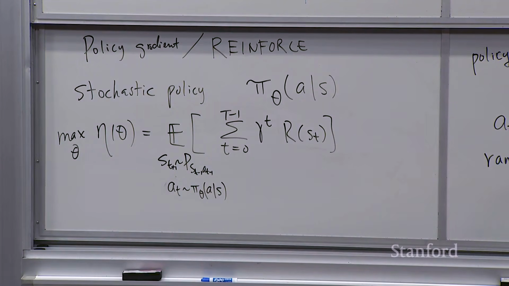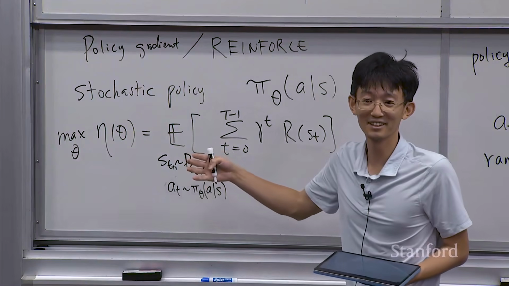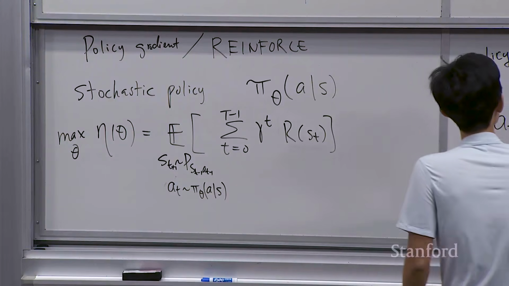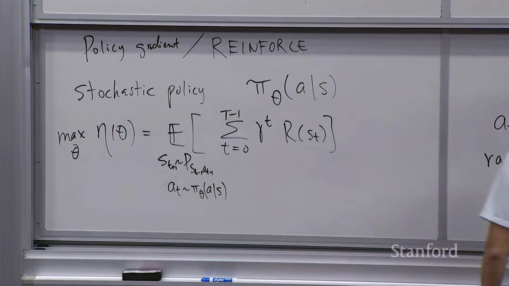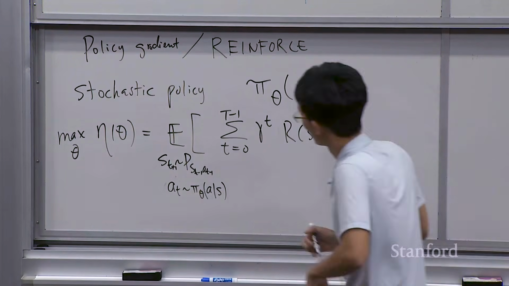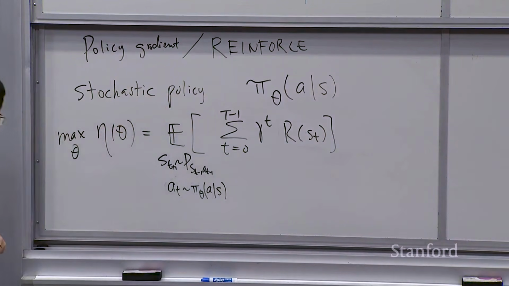And my approach is actually very simple. My approach is just trying to take the gradient of this eta and do gradient ascent. So that's the fundamental approach, but it involves some details. The fundamental reason is that, if you want to take the gradient, think about this.